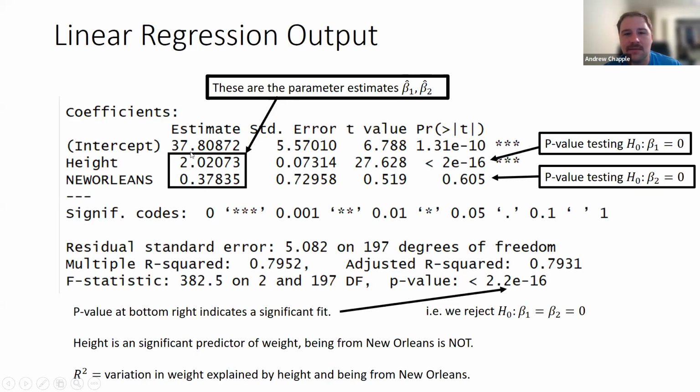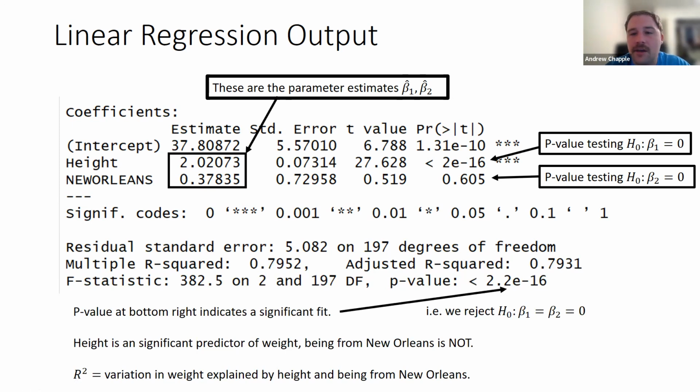So here's my estimates. This is my beta 0 hat. This is my beta 1 hat. This is my beta 2 hat. And then these are the p-values here. So this is the p-value for testing beta 1 equals 0, which is testing, right? Does height change weight, conditional on whether or not you're from New Orleans.